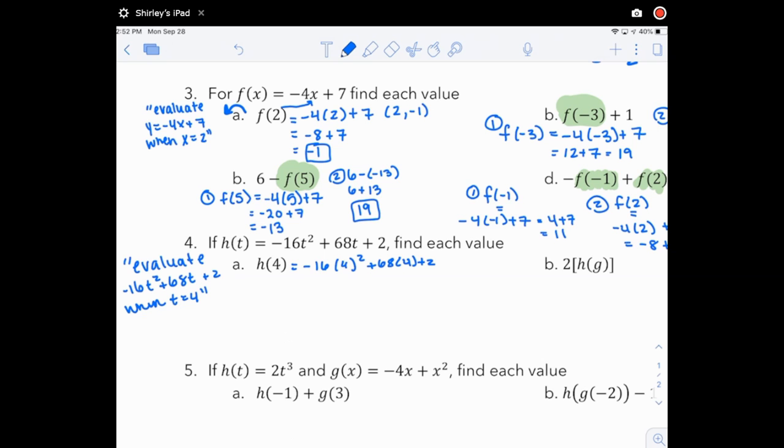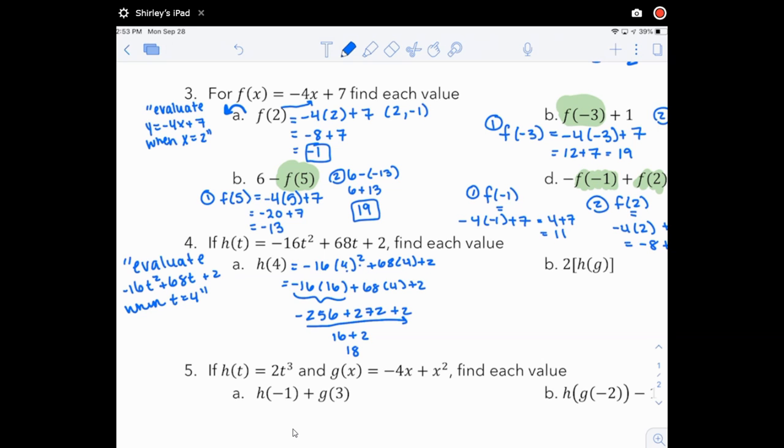So you do want to remember your order of operations here. Exponents always come first. So I'm going to do 4 squared, and I get negative 16 times 16 plus 68 times 4 plus 2. So take care of your multiplication. Negative 16 times 16 is negative 256. 68 times 4 is 272. And then bring down my plus 2. Now I'm just adding straight through left to right. Negative 256 plus 272 is 16, plus 2 is 18.